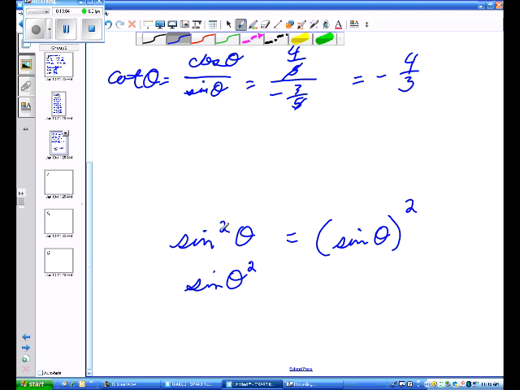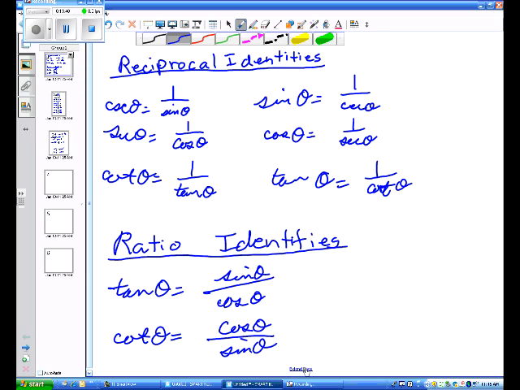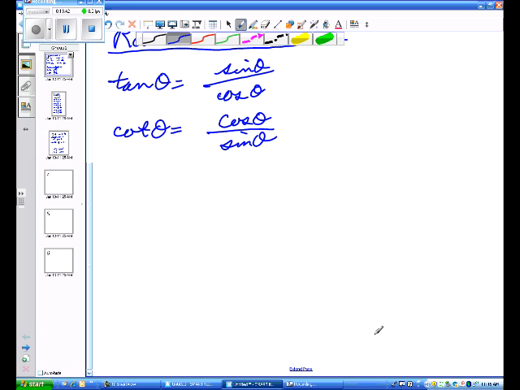Up here, this means we're going to take the sine of the angle and then square it. So if the sine of theta equals 3/5, then the sine squared of theta equals 9/25. If we square one side, then we square the other side. This is just a notation note that can help you as we start looking at our next set of identities. These are very important and we will use them quite often. They're what we call our Pythagorean identities.